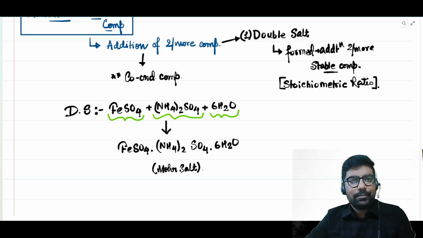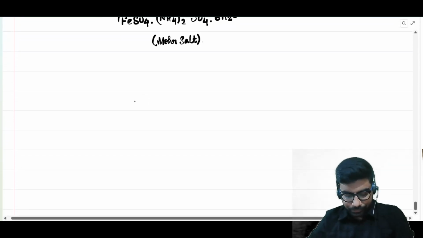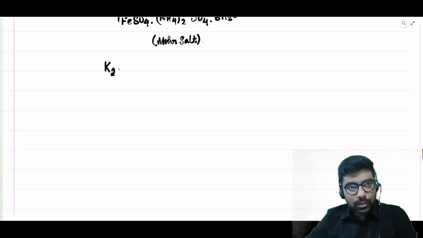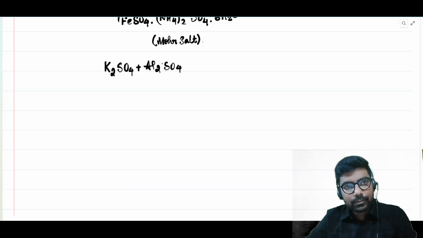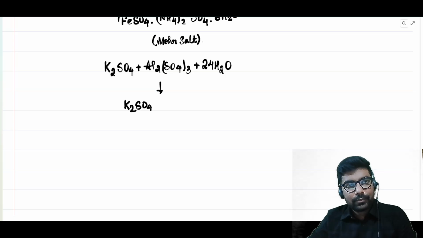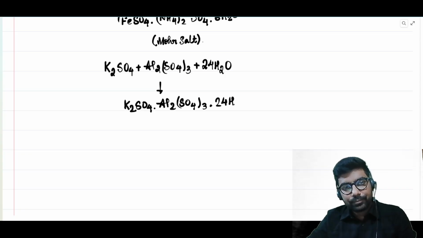Similarly, if we take another example, let's say we have K2SO4, potassium sulfate, plus we have aluminium sulfate, plus again we have water. So if we add these things up, we will get K2SO4 dot Al2(SO4)3 dot 24H2O. This is the name of potash alum.